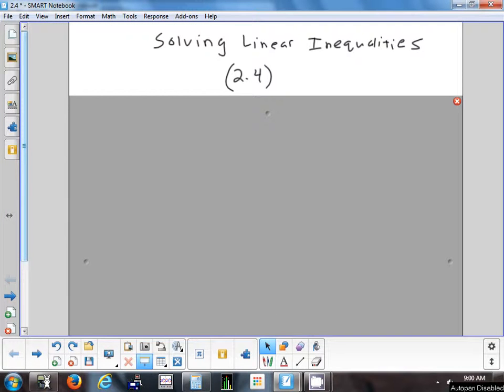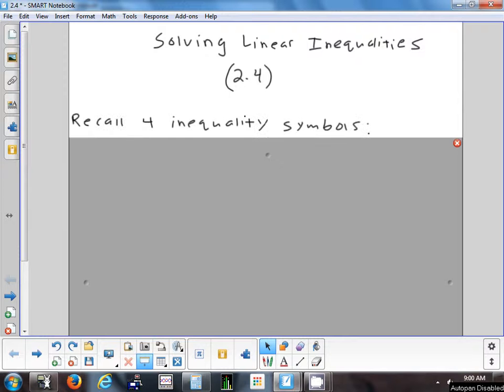All right, so let's take a look at section 2.4. Yesterday, in 2.3, we solved equations. Today we're going to look at inequalities. The only difference between an equation and an inequality is the symbol that you put in the expression.